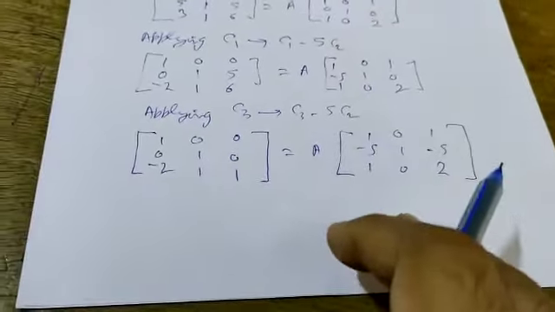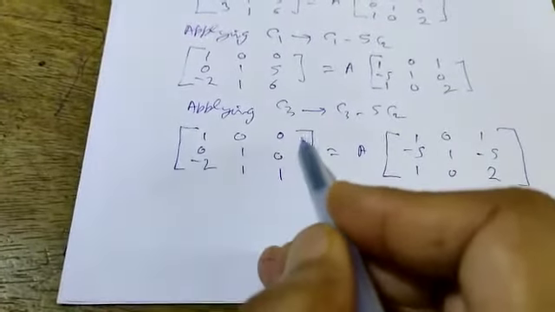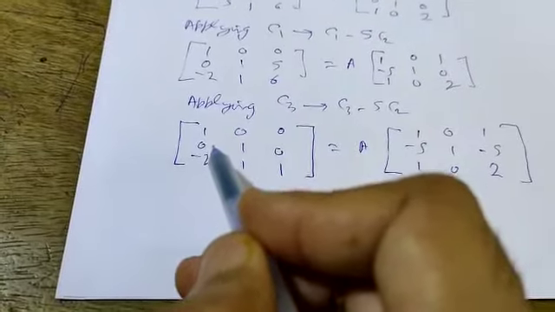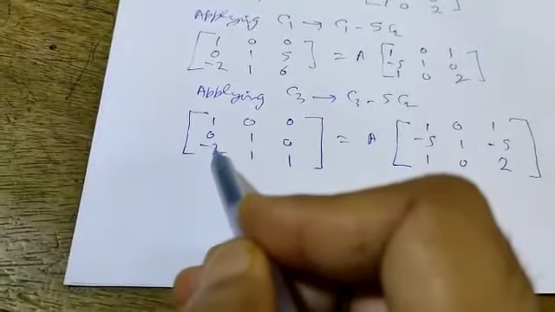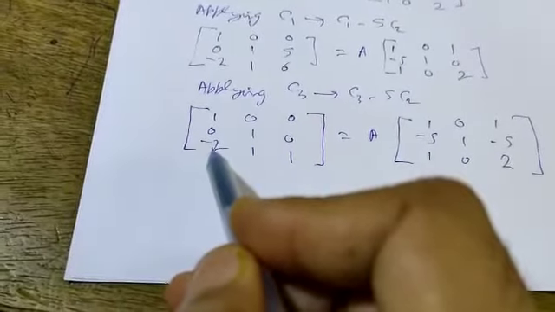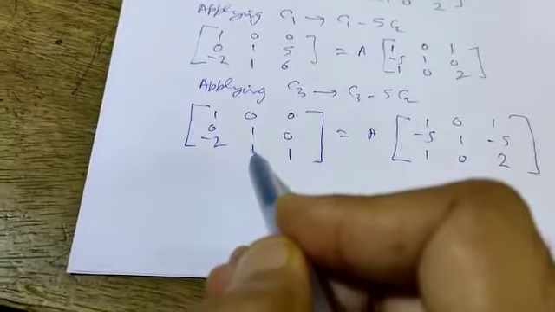Next, what we can do is, you can see here, row 1 is the same as that of the identity matrix, row 2 is also the same as that of the identity matrix. Now in row 3 we know that the first element of row 3 of the identity matrix is 0, so we have to make this as 0 and this one also 0.